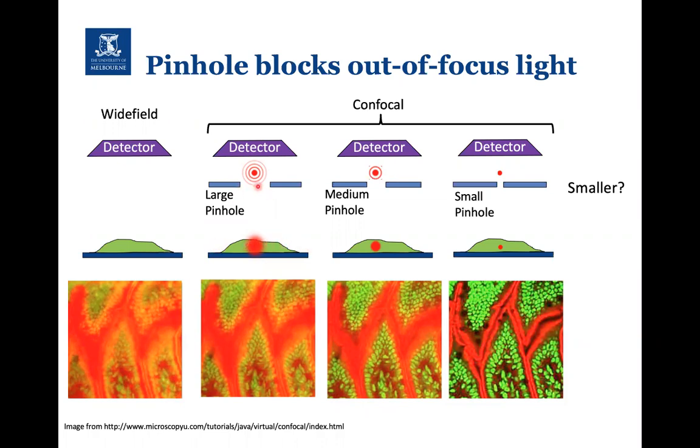So if we have a large pinhole, we've got a large depth of field, we'll get lots of out of focus light. As we narrow that pinhole down, the image gets sharper, the depth of field is smaller, and finally we get to a point where we get a nice crisp image. So the question is, what is the setting that we need to have that pinhole at?